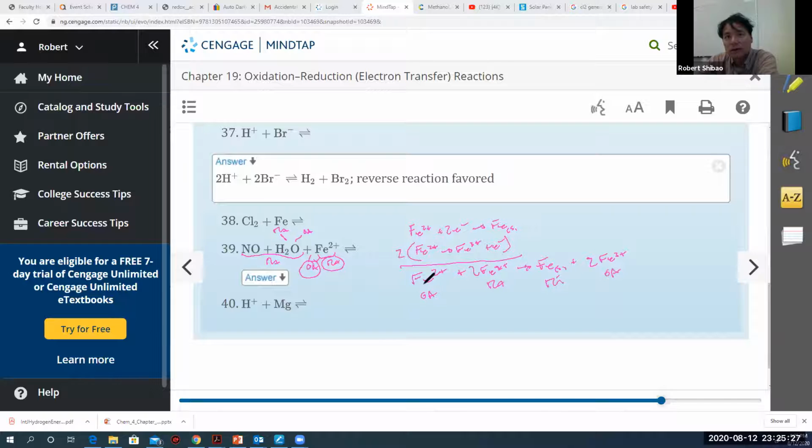So now we compare iron 2 versus iron 3. Which is a stronger oxidizer? Well, iron 3 is, I don't need to look at the chart because it's plus 3. This is weaker. This is weaker. This is stronger. So there's no driving force for this here.